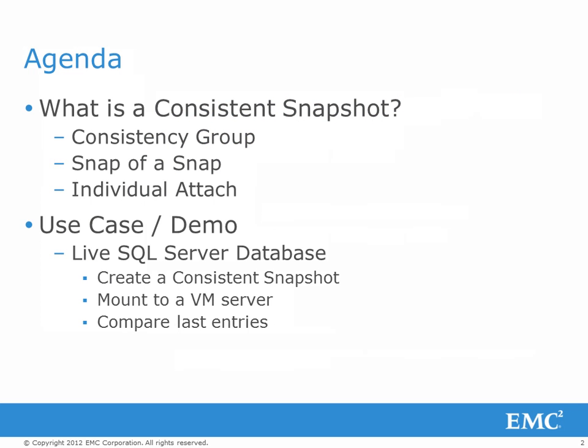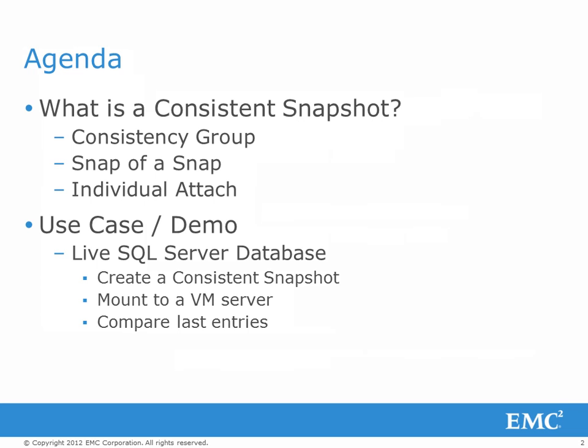Just like with previous two videos, this one will consist of two parts. In the theoretical part, we'll talk about a consistent snapshot. We'll cover what a consistency group is and how a consistent snapshot is created. Why and how does a snap of a snap apply to a consistent snapshot? And is there any way to have individual attachment of portions of a consistent snapshot?